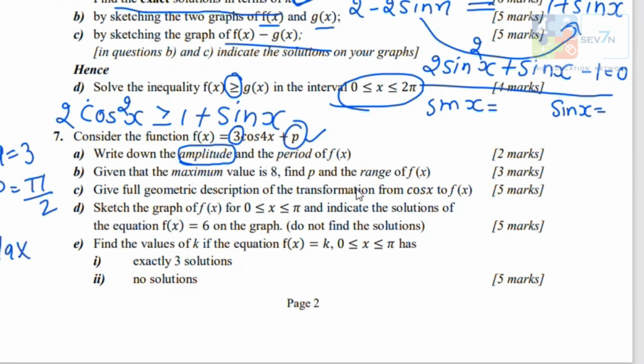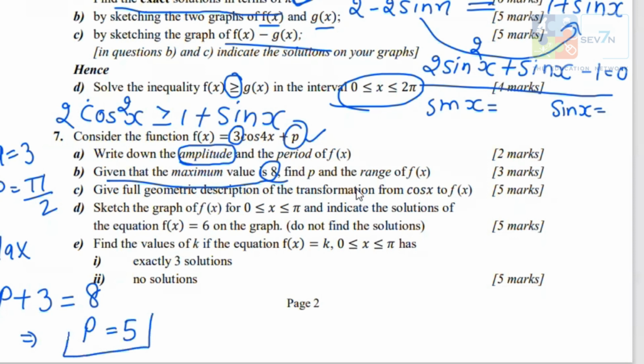And your maximum value is what? Your maximum value is the amplitude plus p, that will be 3 plus p. The maximum value is given as 8, right? So p plus 3 is 8, your p is equal to 5, right? Yes. And find p, it is already done, and the range of fx.